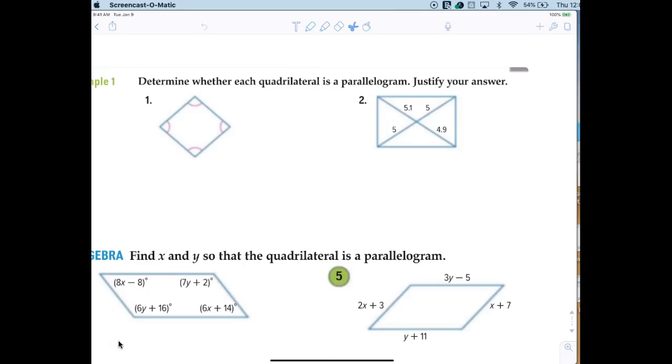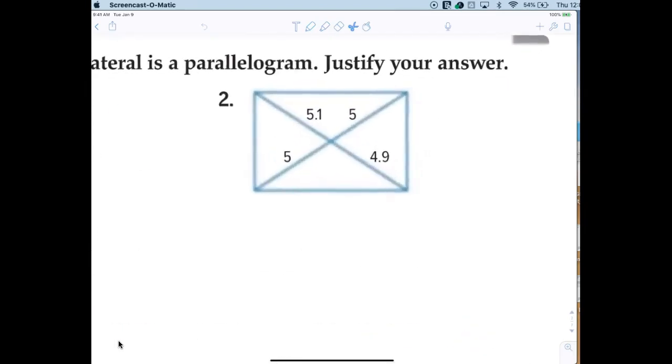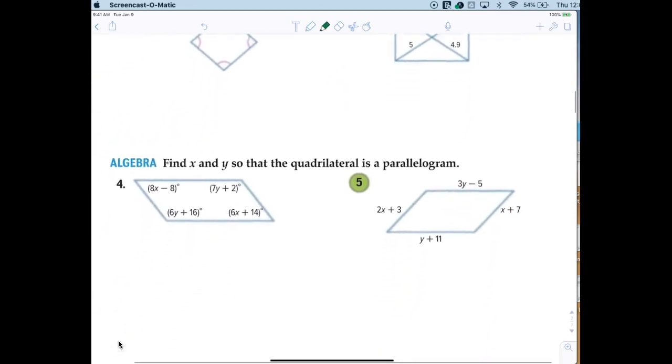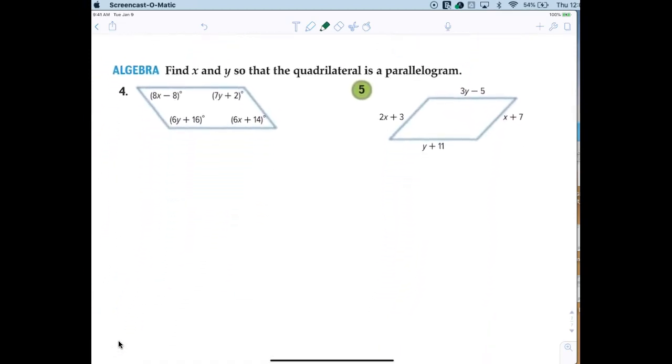Now, let's take a look at number two. No. In order for it to be a parallelogram, the 5.1 would have to be 4.9, or the 4.9 would have to be 5.1. So that's easy enough. Definitely no. Now you want to make it a parallelogram. So if you want to make it a parallelogram, what's true? 6x plus 14 equals 8x minus 18. That is correct. Opposite angles. So beautiful. 8x minus 8 must equal 6x plus 14, and 7y plus 2 equals 6y plus 16.